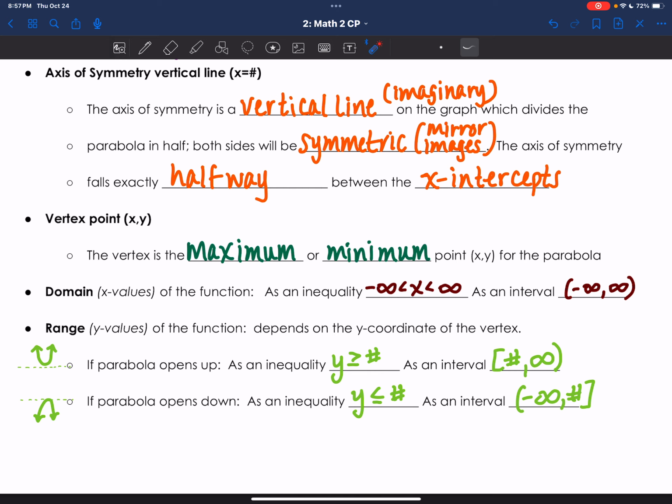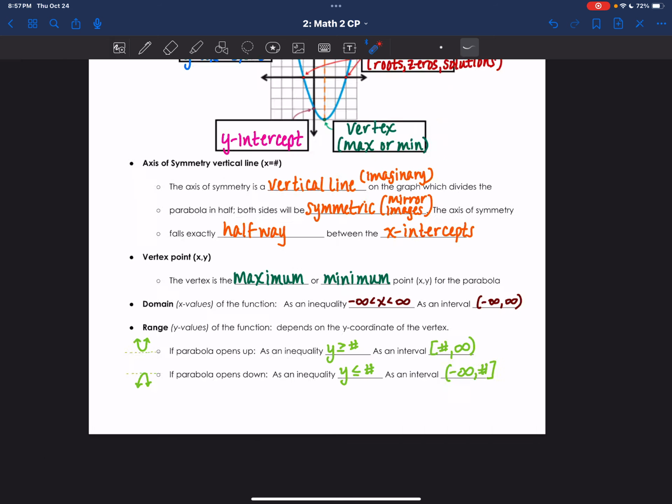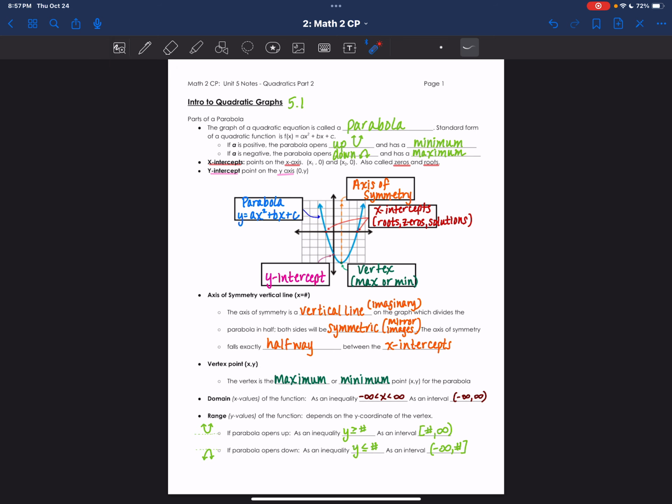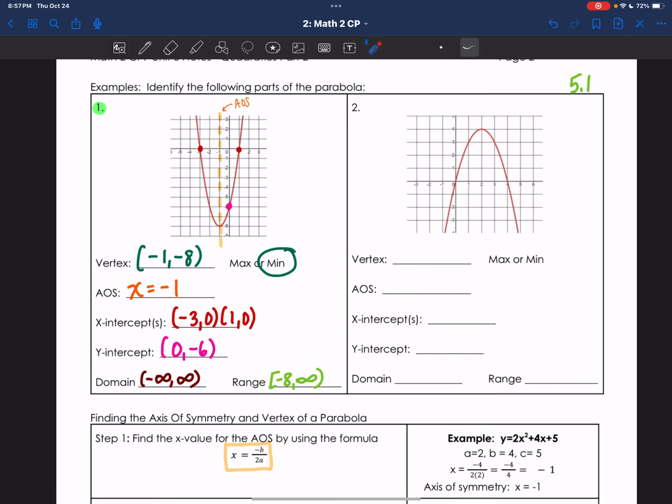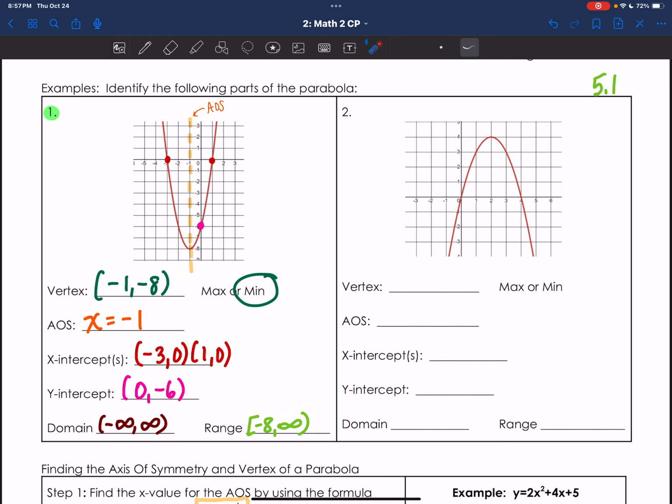If the parabola goes down, it has an inequality of y is less than or equal to, which makes sense because it'll be going below that number. And it's an interval of negative infinity up to that point right here, which would be that number. All right, a lot of information. Please make sure you get it written down. All right, now let's go ahead and start looking at some of this information.